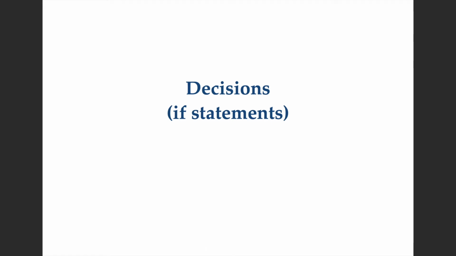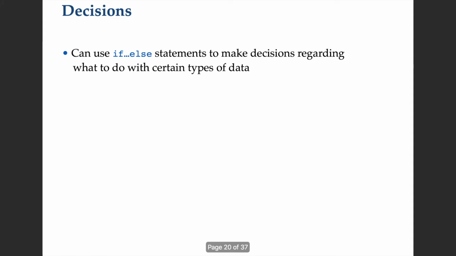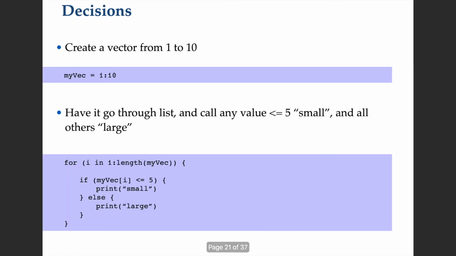Okay, another important part of programming are if statements. These allow your code to do different things if different conditions are met. So you can use if-else statements to make decisions regarding what to do with certain types of data. To give you an example of this, let's create a vector from 1 to 10.